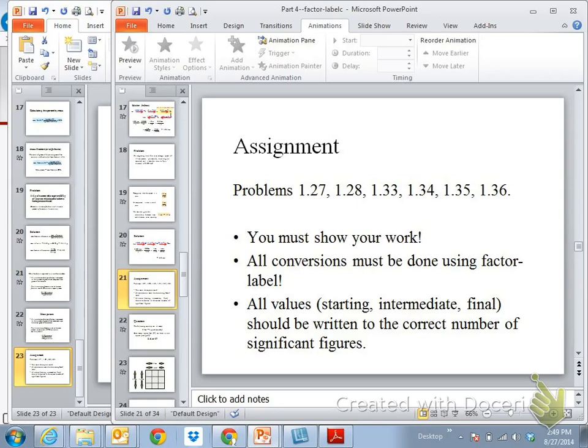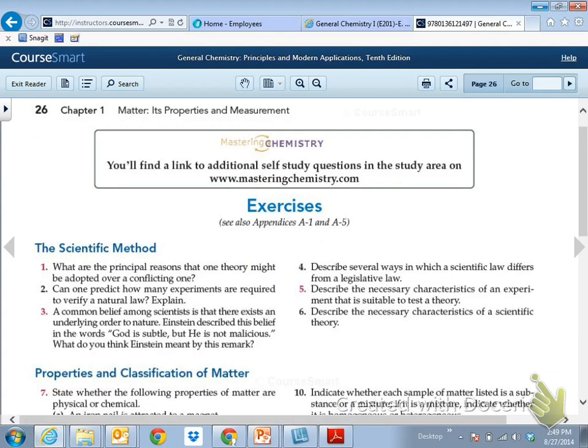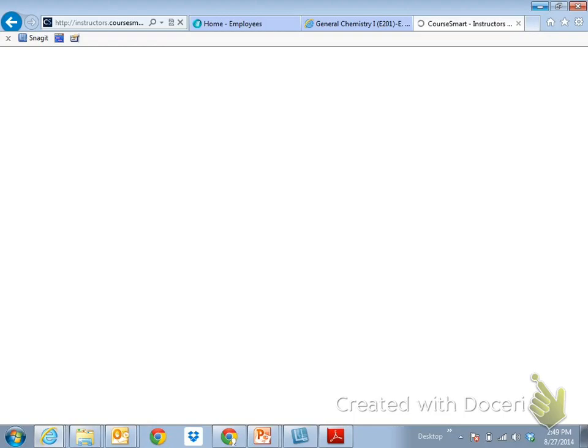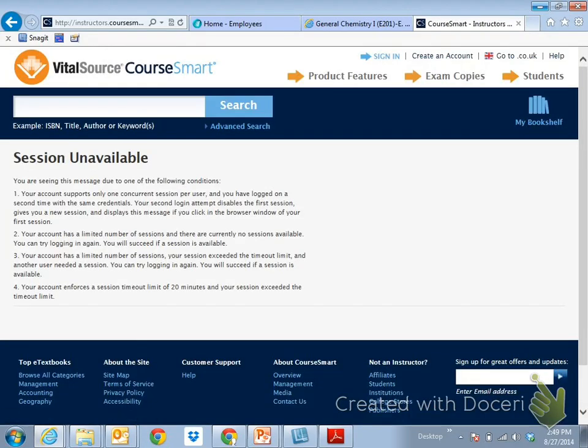So just hold your horses. I know, I'm just kidding. So here's the e-text. Wake up. Not you, the computer. I ain't gonna wake up. Oh, it timed out on me.